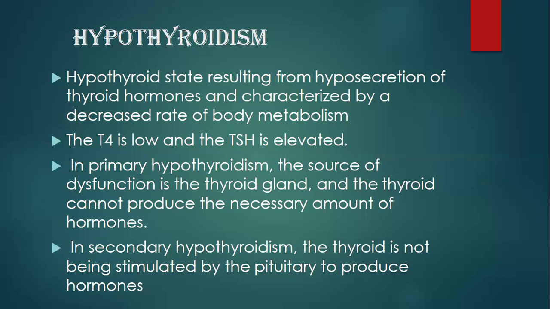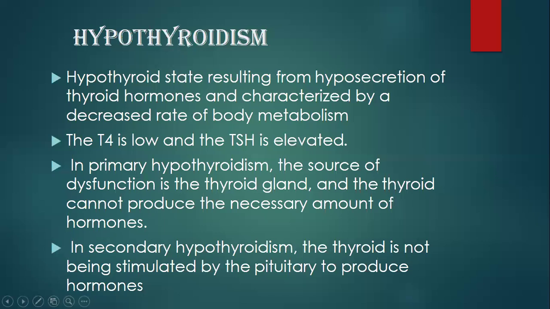It will be elevated. Because the thyroid stimulating hormone is produced by the anterior lobe of the pituitary gland, and it is the thyroid stimulating hormone that will stimulate the thyroid gland to produce T3 and T4. So anytime we have underproduction of T3 and T4, the body will begin to think, it's a form of what? Negative feedback mechanism. So it's a form of negative feedback.